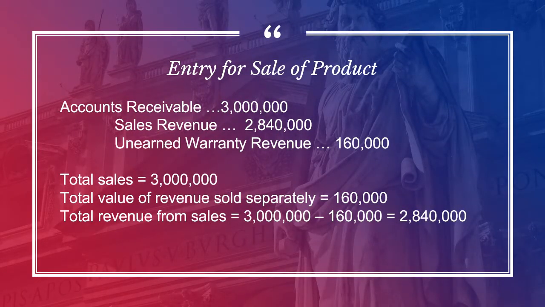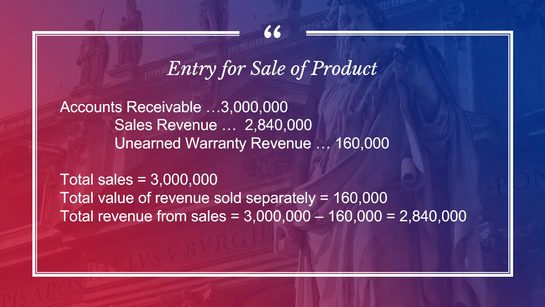What we have to do here is that we debit accounts receivable. The company will receive $3 million in cash. However, only $2,840,000 is going to be recognized as revenue because $160,000 of the $3 million is unearned warranty revenue. The reason it's unearned is because the company has not performed the warranty services. Because the company has not performed the service, it's unearned revenue. The customers have given them money, but the revenue is not earned yet.